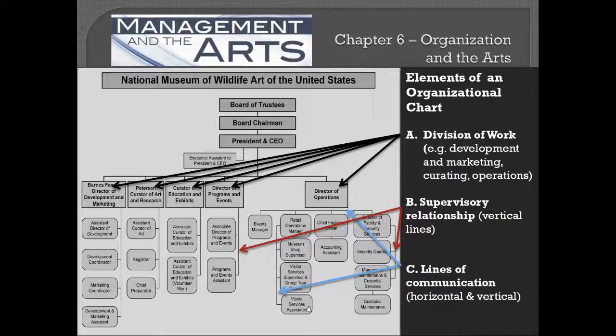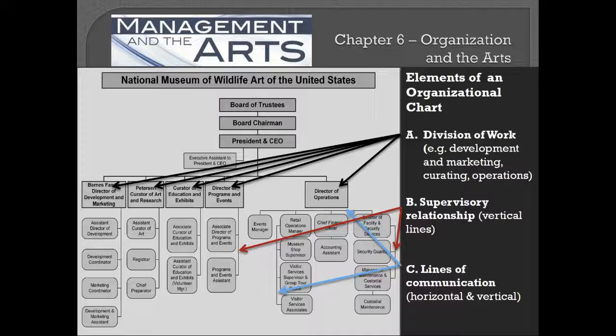Lines of communication are the same, right? You just follow the line, right? So this person to this person. Yeah. This person talks to this person, talks to this person, talks to this person. That's how it works, right? It's just that simple.